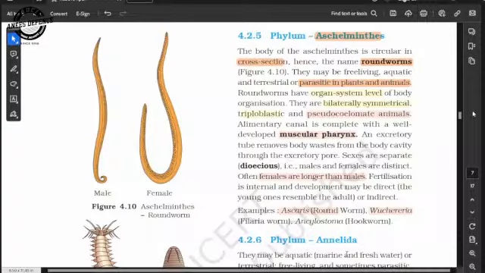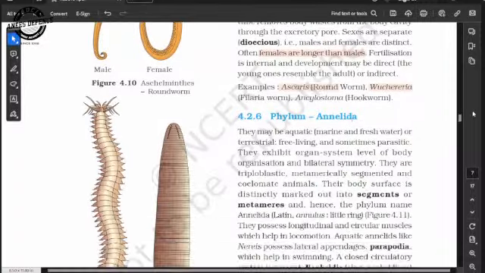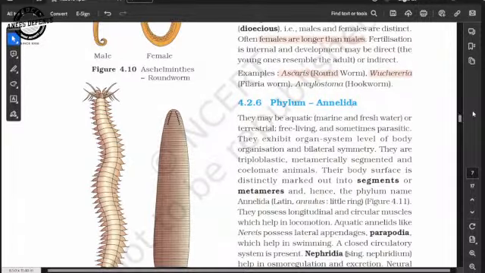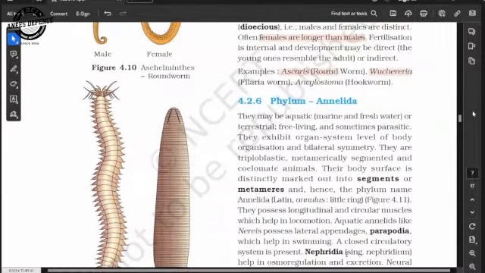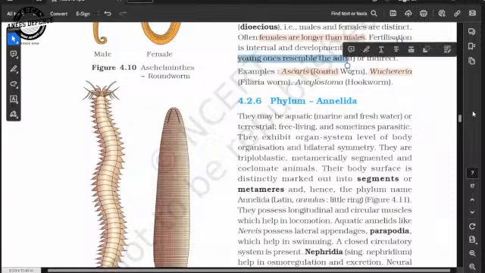So already you have notes, or you're making short notes? I already have the notes. I already made the notes for Kingdom Animalia. Okay. Mark this one in Aschelminthes: the young ones resemble the adult.